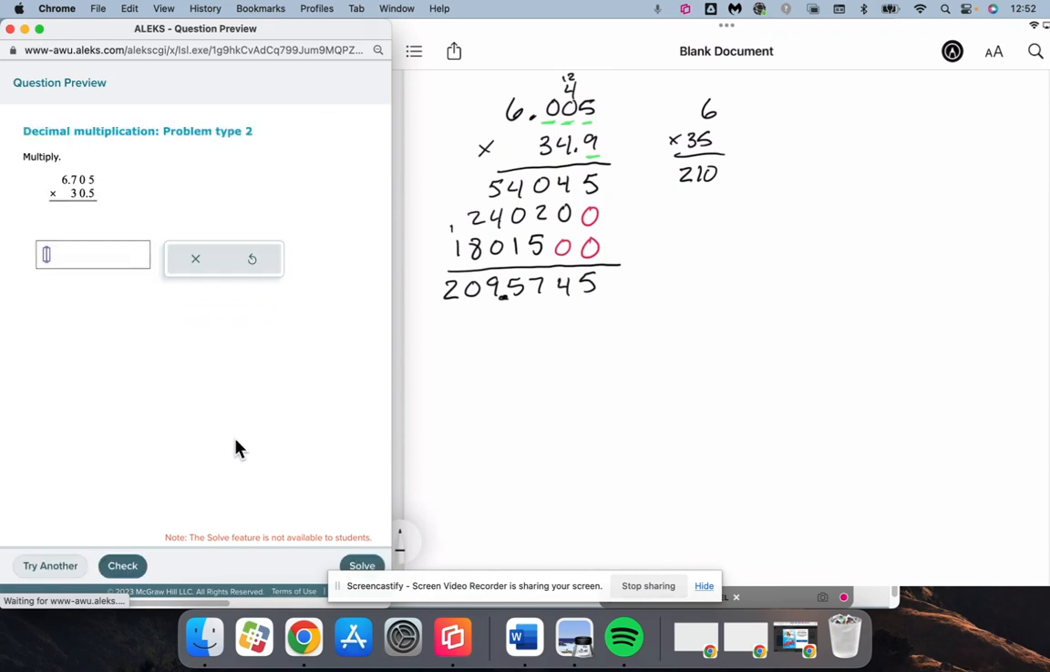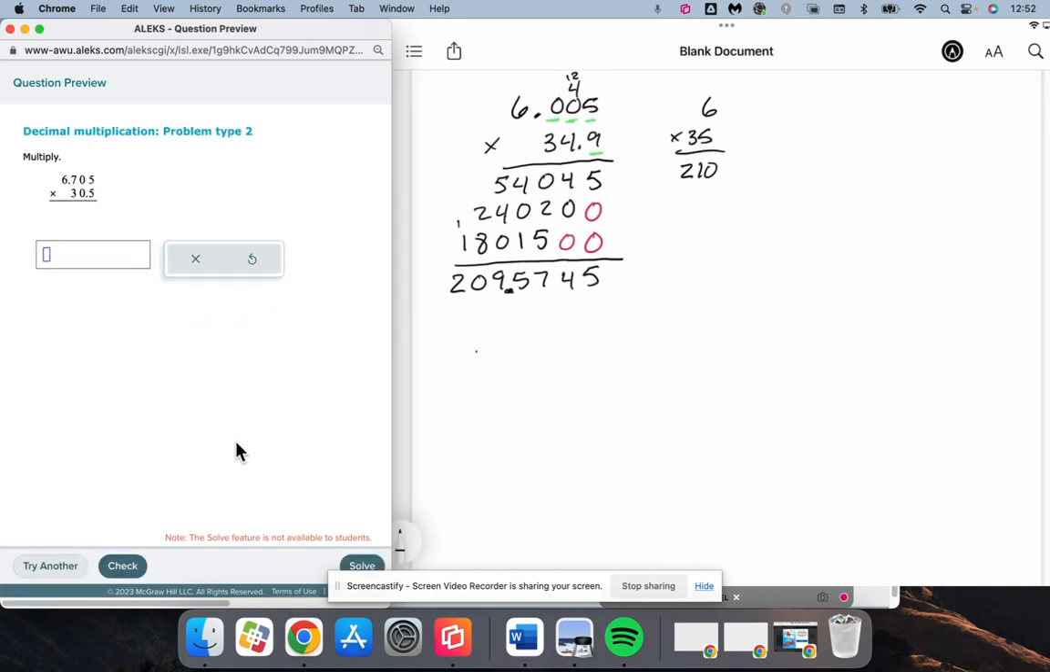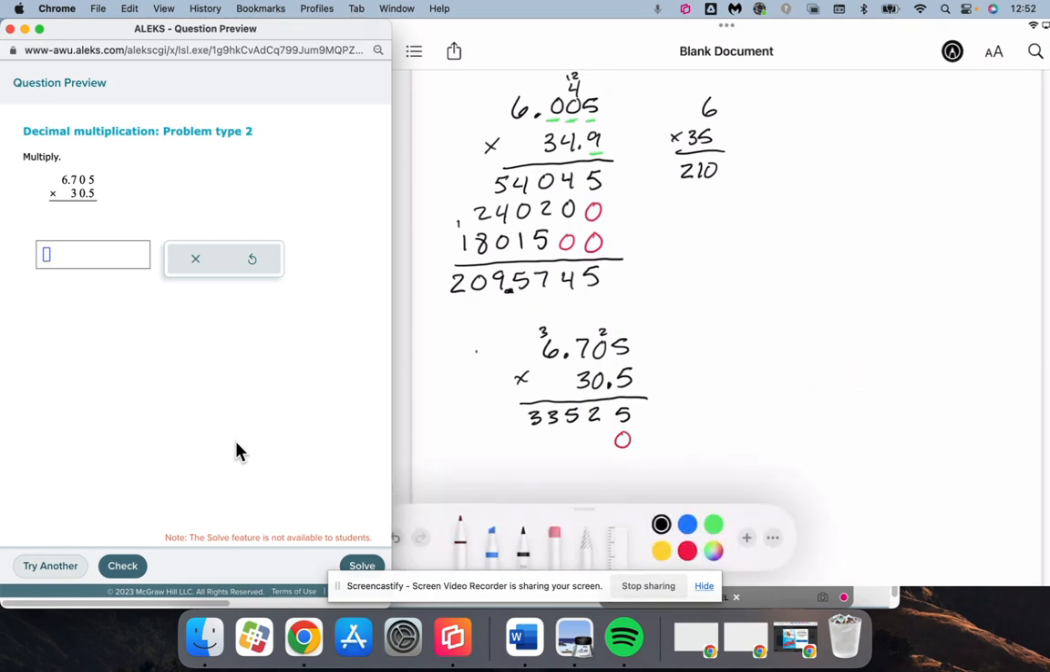Okay. 6.705. Scoot this over. 6.705 times 30.5. 5 times 5 is 25. Carry the 2. 5 times 0 is 0. Plus 2 is 2. 5 times 7 is 35. Carry the 3. 5 times 6 is 30. Plus 3 is 33. We're moving over a spot, so we need a 0 as a placeholder.